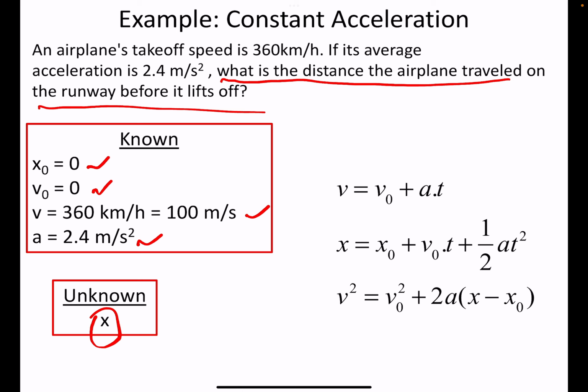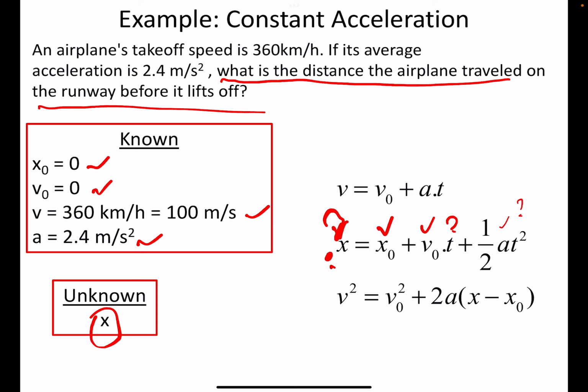So which equation has all of this? Final position, initial velocity. We don't really know time, right? Don't know. Acceleration. Yes. Time. Yeah, this is what we're looking for. So we have two unknowns if we want to use this one.